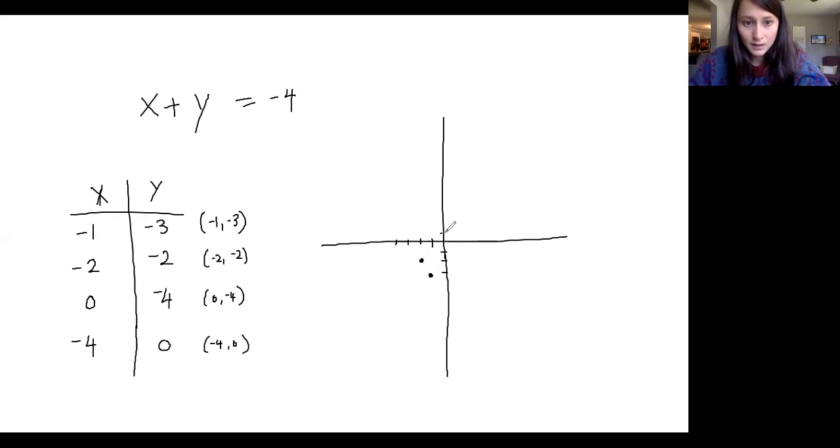And then I've got 0, negative 4. Oh, that's right here. And then I've got negative 4, 0. 1, 2, 3, 4, and 0. So it's right here.